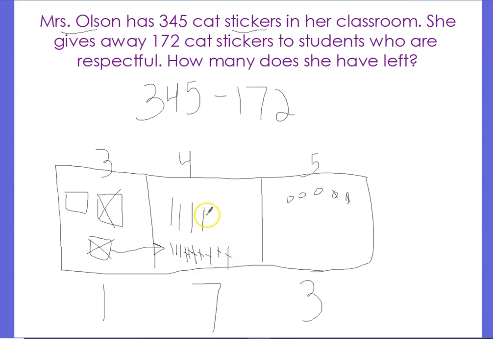So the most important thing to remember when we're subtracting using place value is that we can always take from the next place and break it up into 10. So if you don't have enough ones, take one of your tens, move it over, and break it up into 10 ones. If you don't have enough tens, take one of your hundreds, move it over, and break it up into 10 tens. Okay? So you guys are going to try some of this on your own.